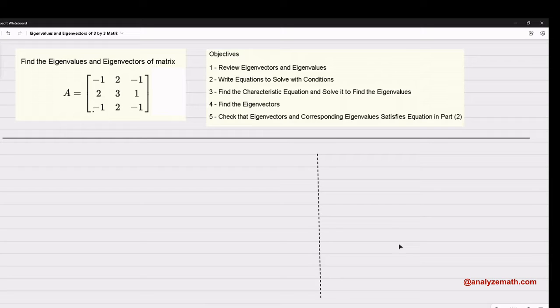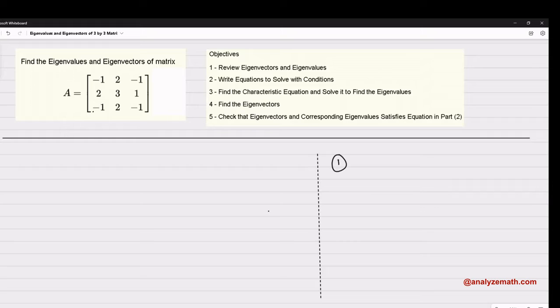Video is about finding eigenvalues and eigenvectors of a 3 by 3 matrix. Now we're going to do this through objectives. We have 5 objectives to cover. So let's start with the first one, which is review. Now we're going to review 2 items.